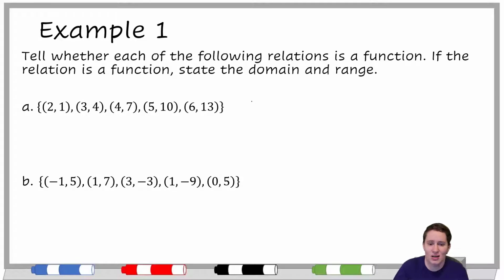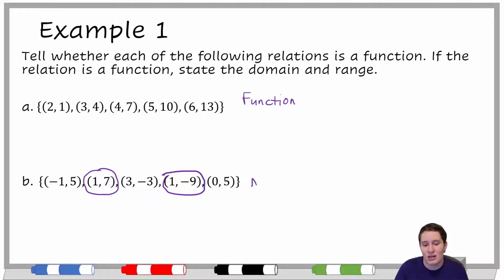Now, you may be thinking, well, then what's the opposite? What would it look like for it not to be a function? Let's look at b, and then we'll go back and do the domain and range. On b, -1 has an answer of 5, 1 has an answer of 7, 3 has an answer of -3, 1 has an answer of -9, and 0 has an answer of 5. But wait, how can 1 have an answer of 7 and 1 have an answer of -9? Well, there's actually ways that could happen, but that means it's not a function because 1 has 2 different answers, 2 different outputs we can get. That means this is not a function.